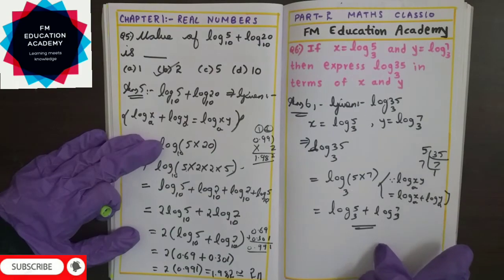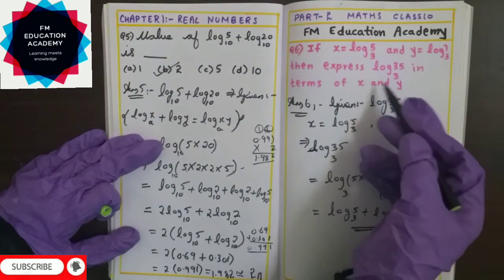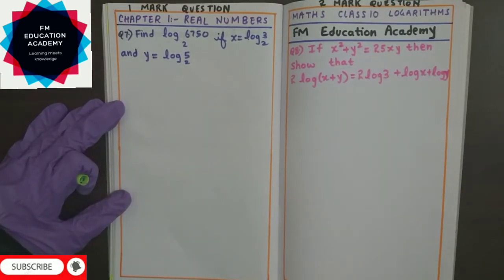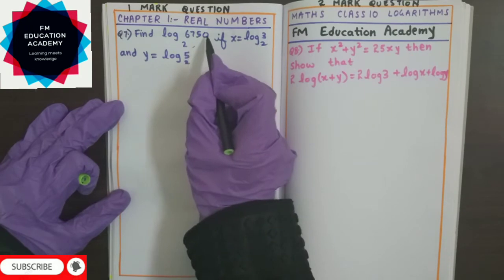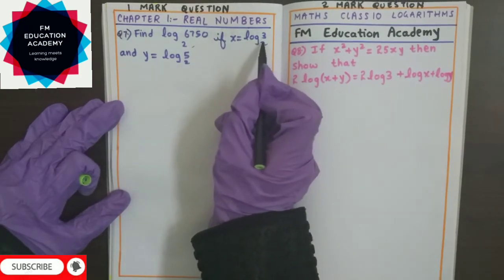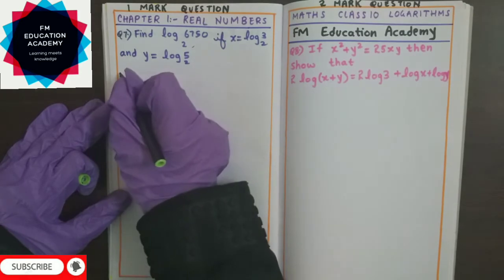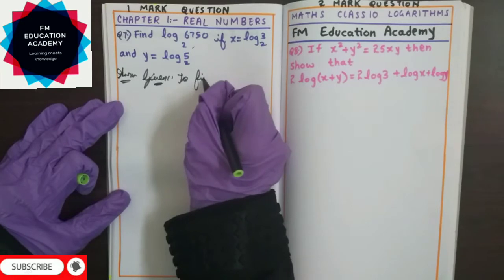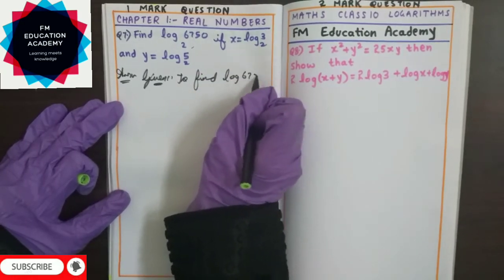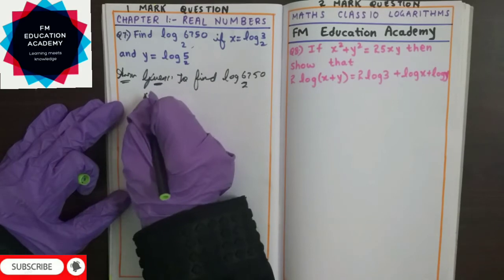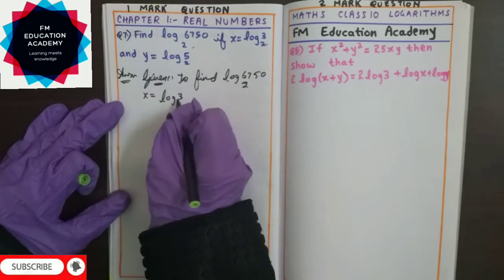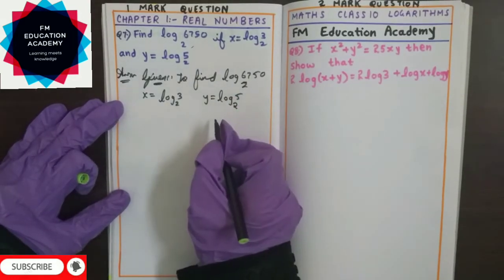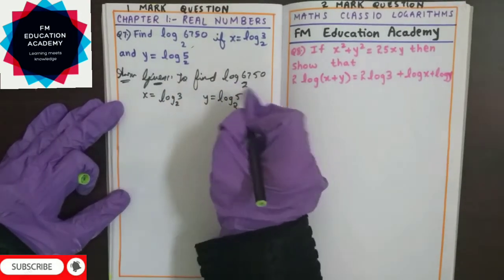Next question is also a similar type, where x and y values are given and you have to express the answer in terms of x and y. So here if you observe, it is asking us to find the value of log 6750, and it is given x is equal to log 3 to the base 2 and y is equal to log 5 to the base 2. So the same thing I'll write here: given to find log 6750 to the base 2, and it is also given that x is equal to log 3 to the base 2 and y is equal to log 5 to the base 2. So we have to express this in terms of x and y.